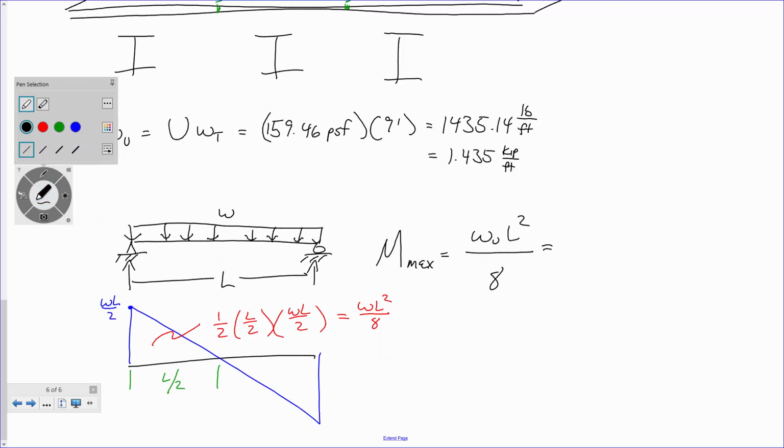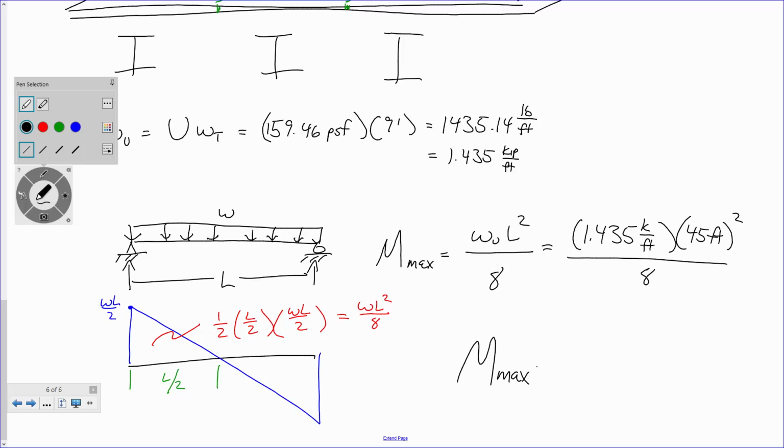Back to our problem of interest. 1.435 kips per foot times 45 feet squared over 8. What is M max?